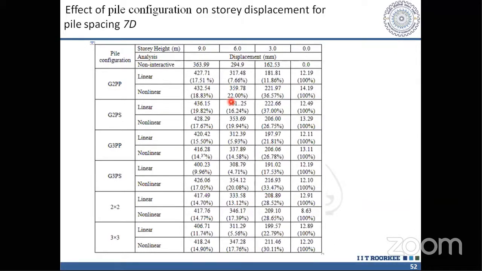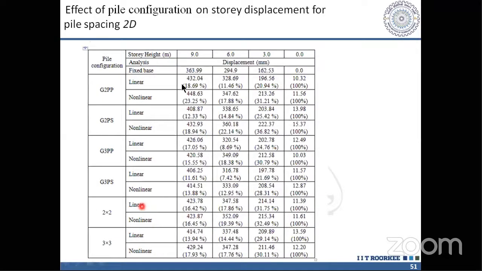17.5. Similarly, we can see for G2PS, it is coming to be 19.82% and 17.67. G3PP, 15.5, 14%, G3PS, and then 3x3. So you can see that for 7D spacing, more or less, there is a reduction in the top displacement. These are full displacements at all the three levels we can see here.